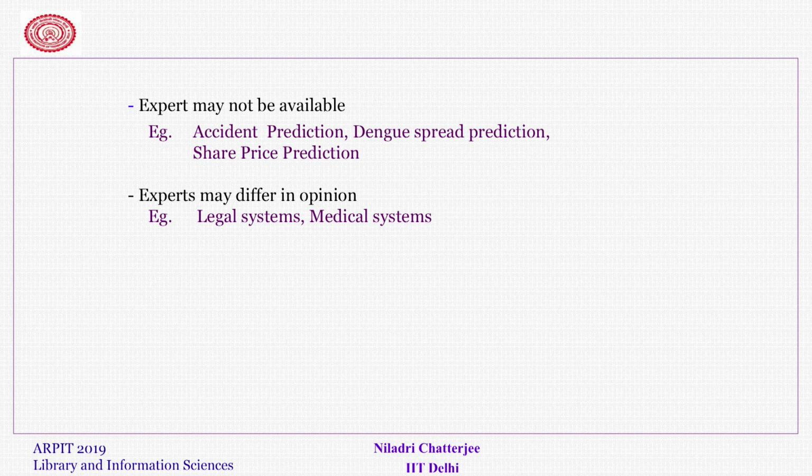In a similar way, there can be a domain where two experts have different opinions. Legal systems, for example: in any case there are two lawyers from two sides, and their interpretations of the case in hand are completely opposite to each other.